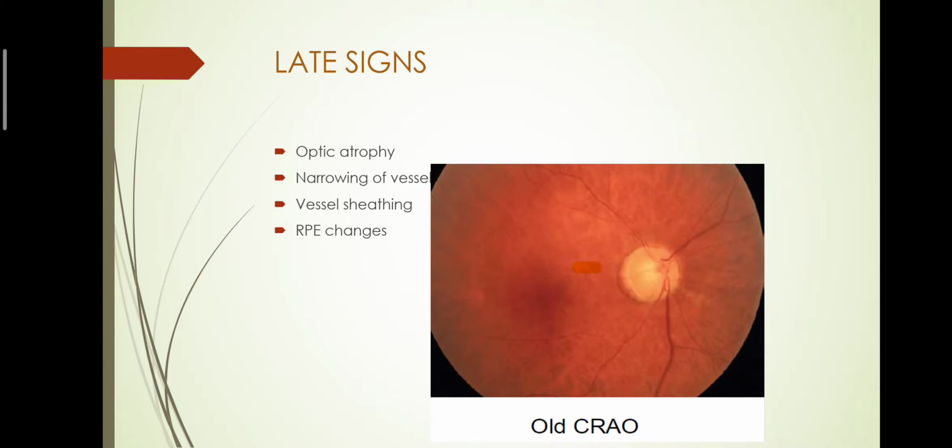So what are the late signs? If the patient comes after a few weeks or few months, the retina color would have reverted back to normal. But other signs like arterial attenuation and optic disc pallor will remain the same, and they can have RPE mottling and venous sheathing.